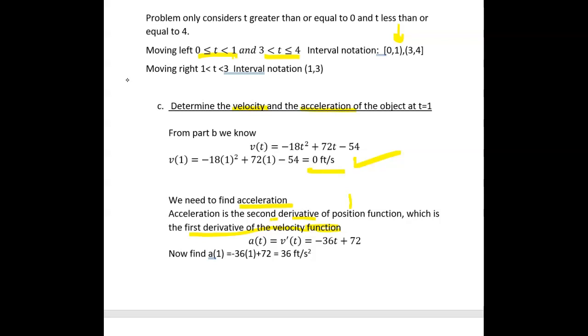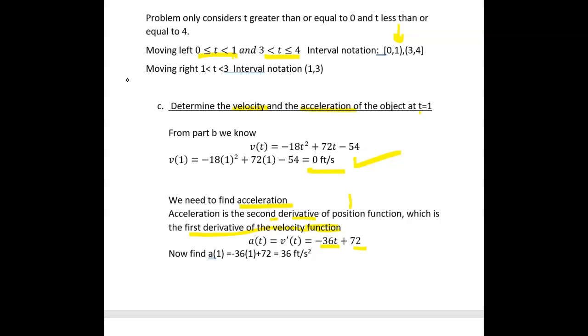Velocity is negative 18t squared plus 72t minus 54. I can use the power rule. Negative 18t squared becomes negative 36t when I take its derivative. 72t becomes 72. And then negative 54 becomes 0 because the derivative of a constant, or just a number, is 0. So here's my acceleration function.